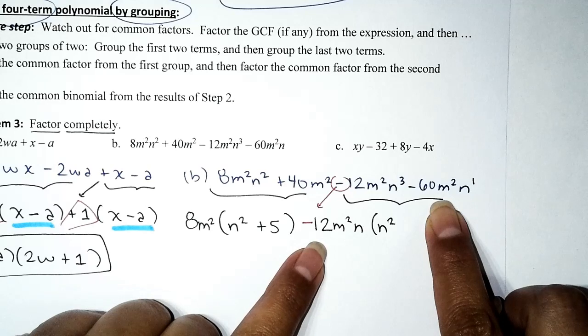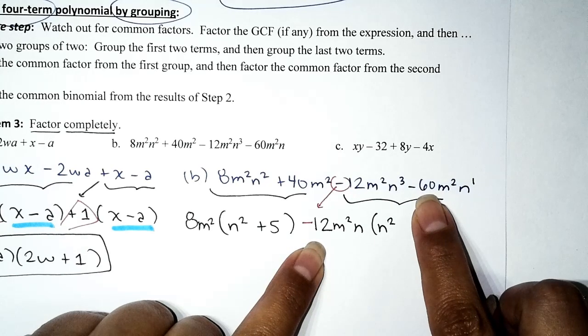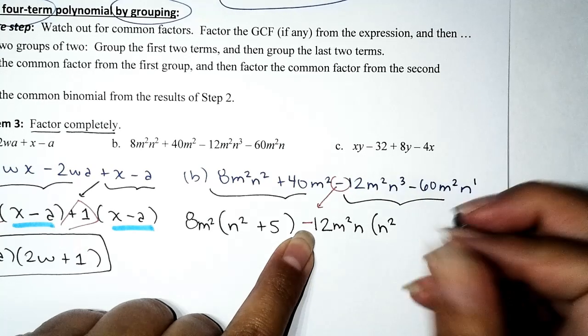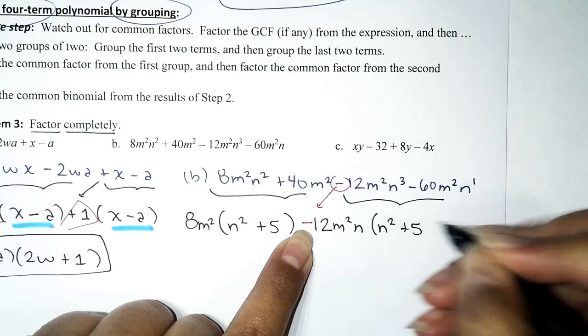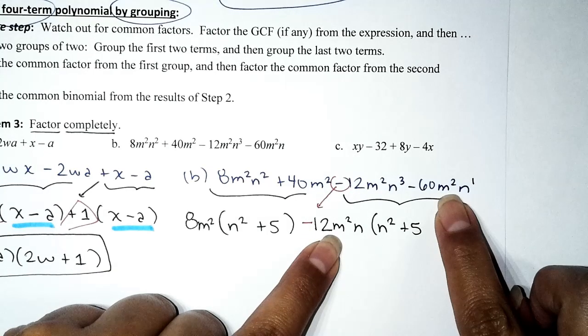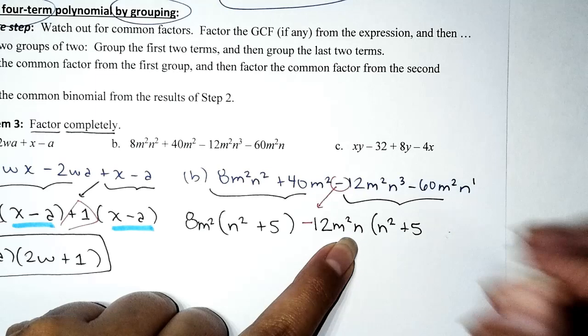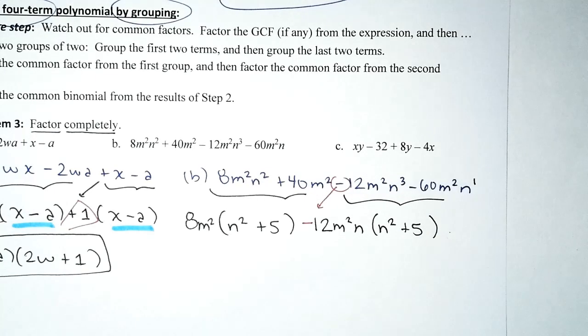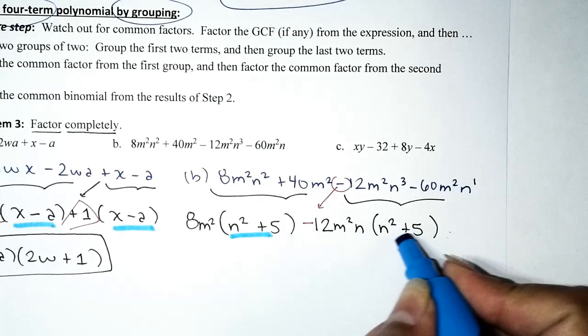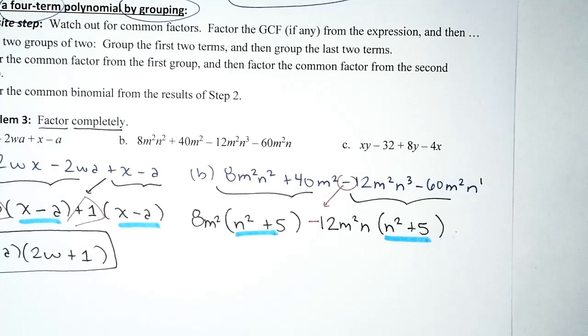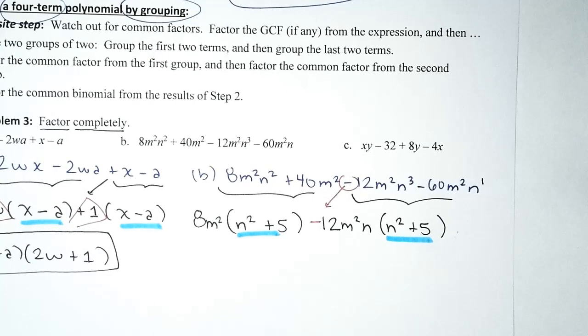Second term divided by GCF, negative 60 divided by negative 12 will give us 5. Quotient of the m's is 1. Quotient of the n's is 1, so that's it. So if this is a nice problem, once we take out the GCF from each group, the binomial factors should match. If they don't match, it's not that you did something wrong, it's not a nice problem.